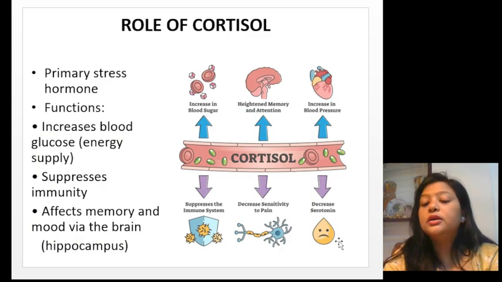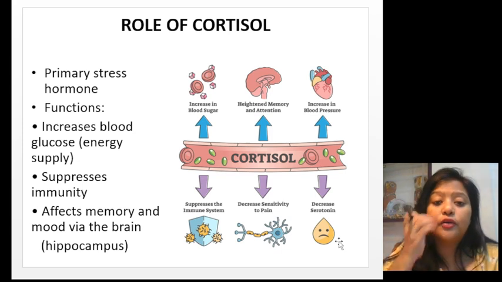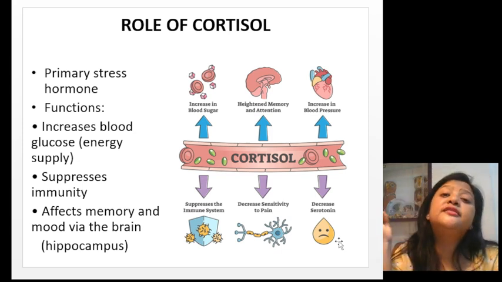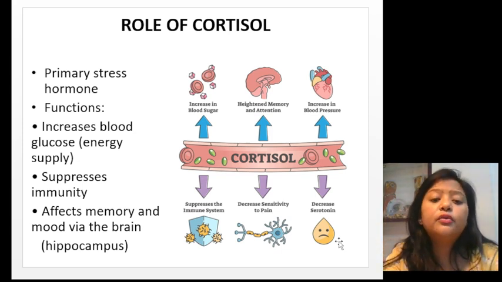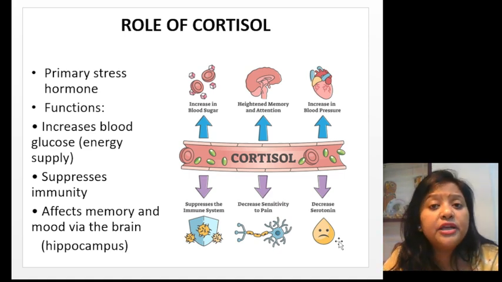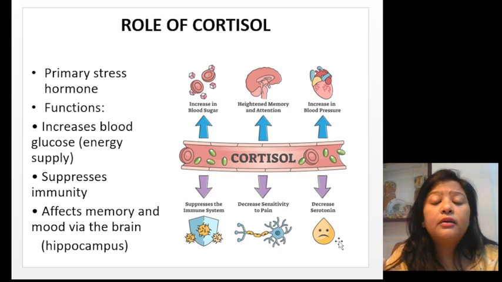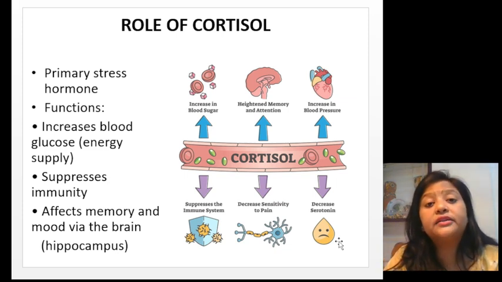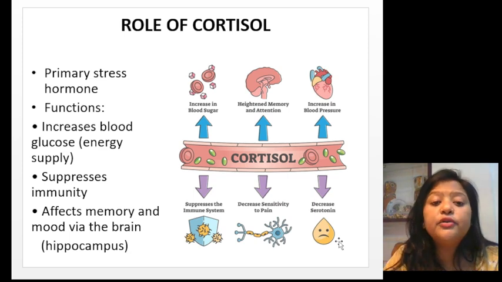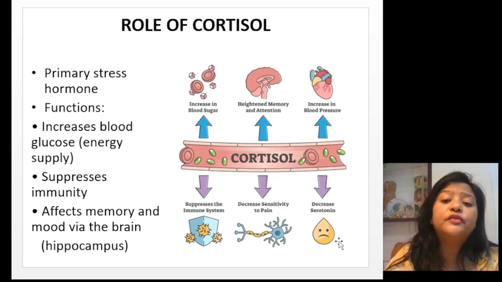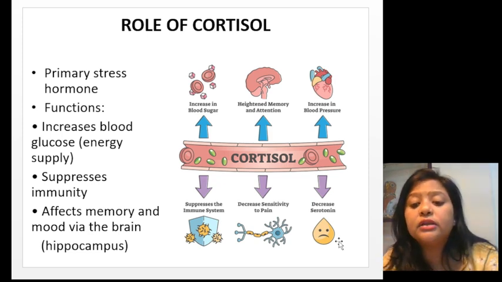Okay, now let's talk about the role of cortisol. What does cortisol do? As I've already told you, it's a primary stress hormone. We have already seen in my previous slide what it does. It will affect the memory, it will affect the mood. That means it will affect the brain. It will suppress the immunity, and your blood glucose will increase. So these are things that occur because of cortisol. In the picture, you can see it's all given.